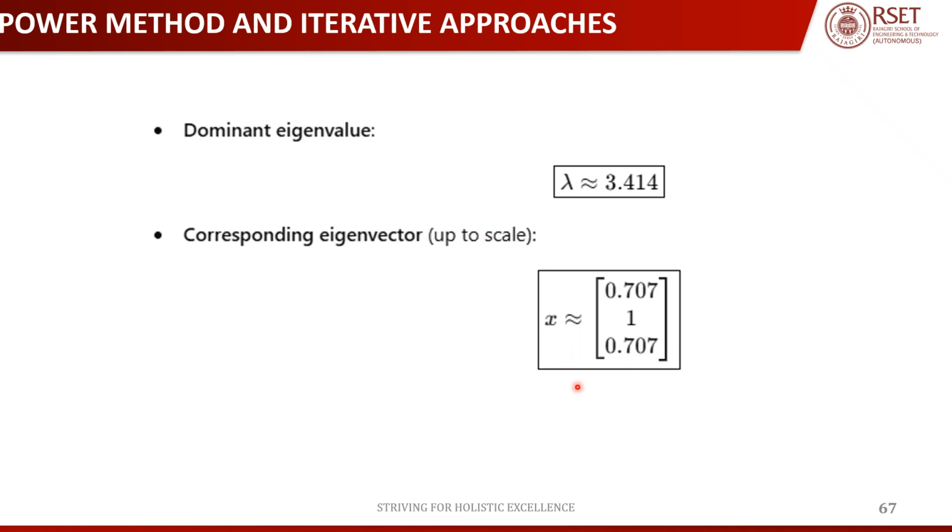So coming to the conclusion, your dominant eigenvalue is approximately equal to 3.414 and your eigenvector is 0.707, 1, 0.707. Okay, thank you.